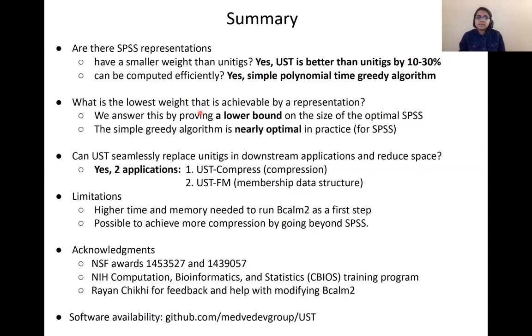Okay, so we're not free from limitations. We have the first step where we have to build a compacted de Bruijn graph using BCALM2. It takes up a lot of time and memory. And also the compression method that we've discussed, UST-Compress, is not necessarily the best possible thing, because you can achieve more compression by going beyond SPSS.